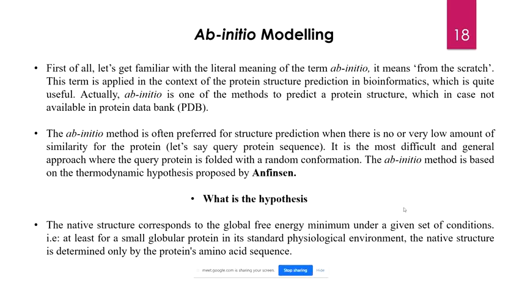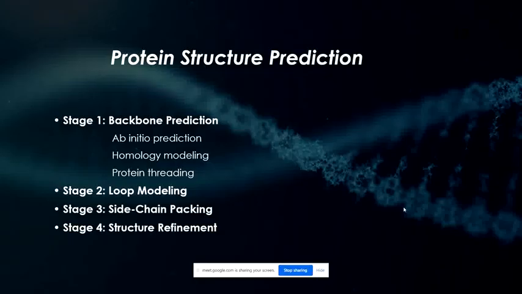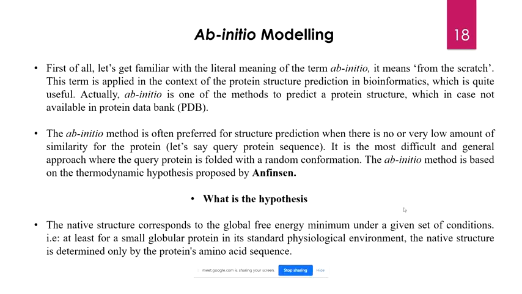So now we'll talk about ab initio modeling first. What happens in ab initio modeling is that this particular ab initio method was actually given by Anfinsen. So he deduced that. Now first tell me, according to this, what have you learned till now about ab initio and homology? What do you think is the best method for protein structure?